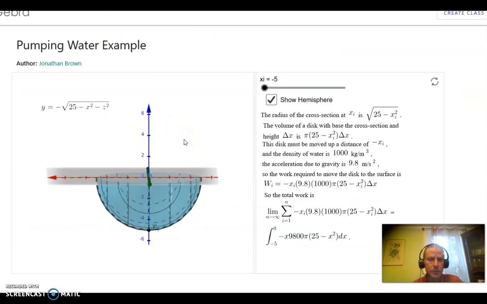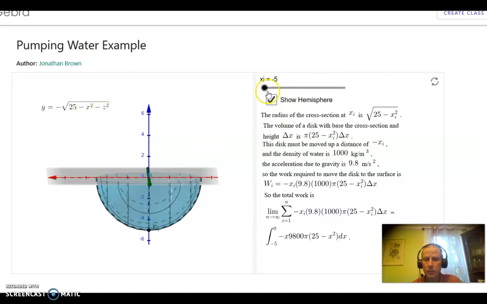So here's a GeoGebra activity I made to go along with this example. Normally the z-axis is vertical, but we also like the variable we integrate with to be x. So I've made the x-axis be the vertical axis here. And then the y-axis is pointing left and right, and the z-axis is coming straight out towards us. Now the formula for the bottom half of our sphere is y equals minus the square root of 25 minus x squared minus z squared.